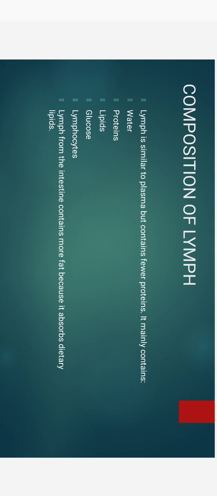Composition of lymph. Lymph is similar to blood plasma but contains fewer proteins. It mainly contains water, proteins, fats, glucose, and immune cells called lymphocytes. Lymph coming from the intestine contains more fat because it absorbs dietary fats from food.